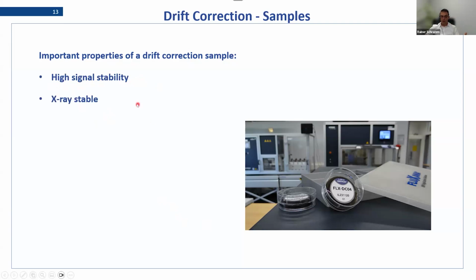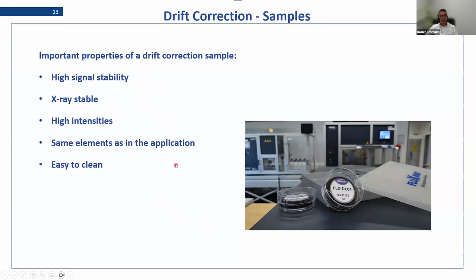They are also stable under X-ray conditions and very high radiation conditions. They can be made with high intensities. Of course, you should have the same elements as in your application, and you could clean them, for example, with alcohol, and in this way make sure that all fingerprints and dust that has formed can be taken away.